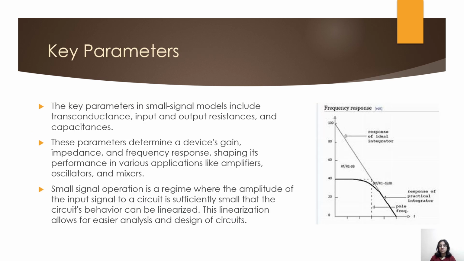Key parameters of small signal analysis. The key parameters in small signal models include transconductance, input and output resistances, and capacitances. These parameters determine a device's gain, impedance, and frequency response, shaping its performance in various applications like amplifiers, oscillators, and mixers. Small signal operation is a regime where the amplitude of the input signal to a circuit is sufficiently small that the circuit's behavior can be linearized. The linearization allows for easier analysis and design of circuits.